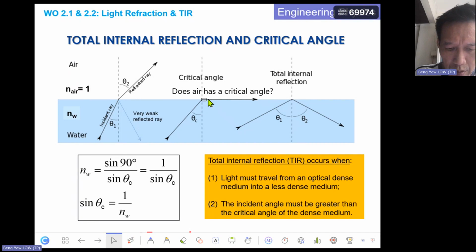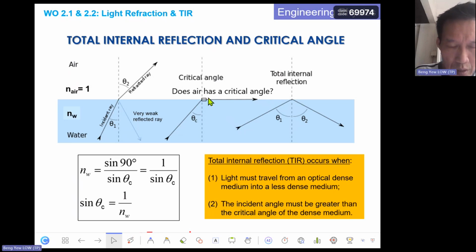Can we apply Snell's law to determine the critical angle? No, not directly. Why? Because Snell's law can only be applied when light travels from a less dense medium to a more dense medium. Therefore, before applying Snell's law, we need to apply the principle of reversibility of light, which says that if the direction of light has been reversed, it will still travel along the same path.